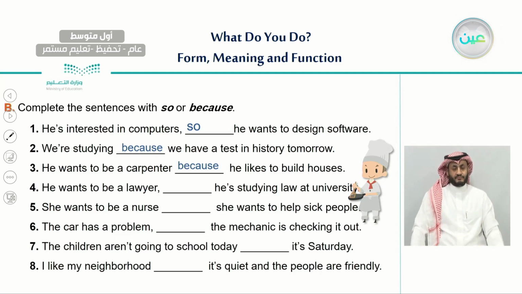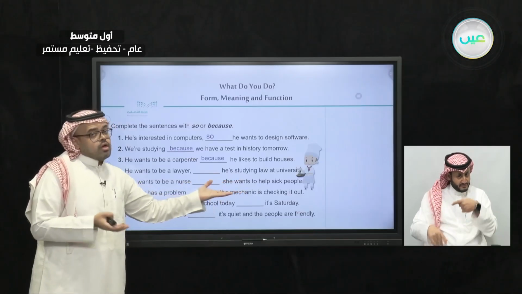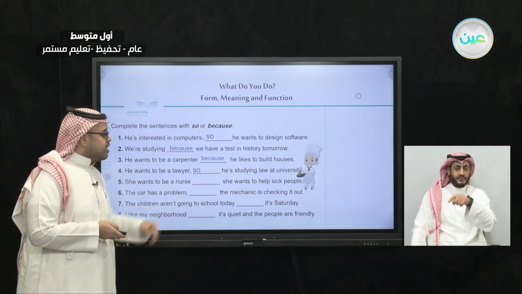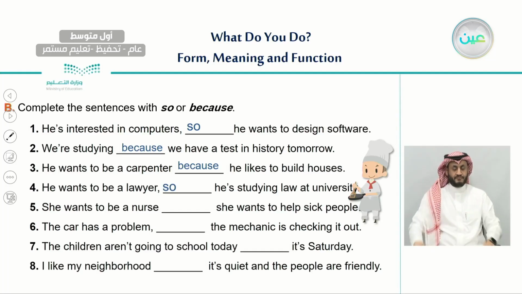The fourth one, he wants to be a lawyer. Blank, he's studying law at the university. So he wants to be a lawyer. If we ask why, would we read the reason in the second half? I don't think so. So in this case, we would use so. He wants to be the lawyer. As a result of him wanting to be a lawyer, he is studying law at the university.